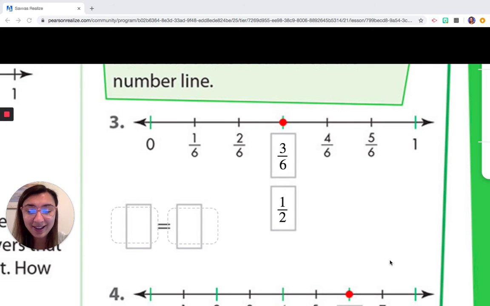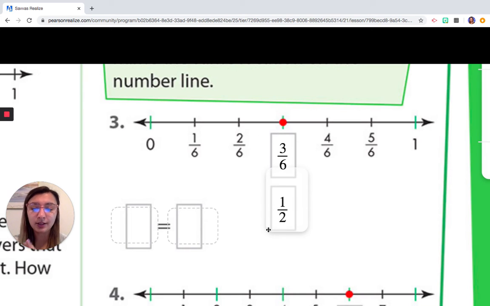So our answer is 1/2. Now you can check this: you have 6 here, 6 here. So here I have 1, 2, 3, and on the other side I have 1, 2, 3. So we know that 3/6 is right in the middle, and that would be considered 1/2. So here, also, when you did 3 divided by 3 equals 1, 6 divided by 3 equals 2.